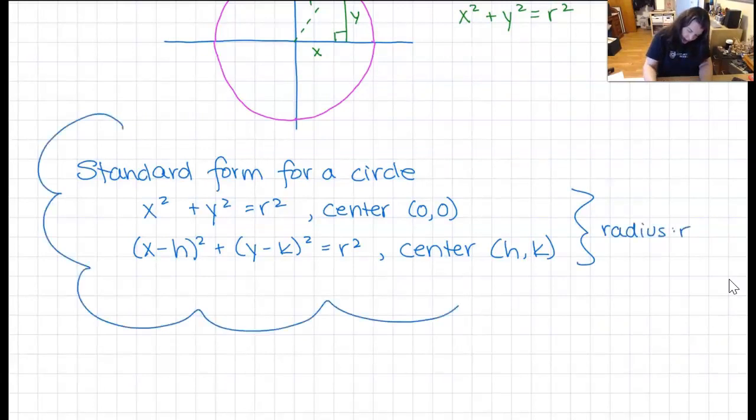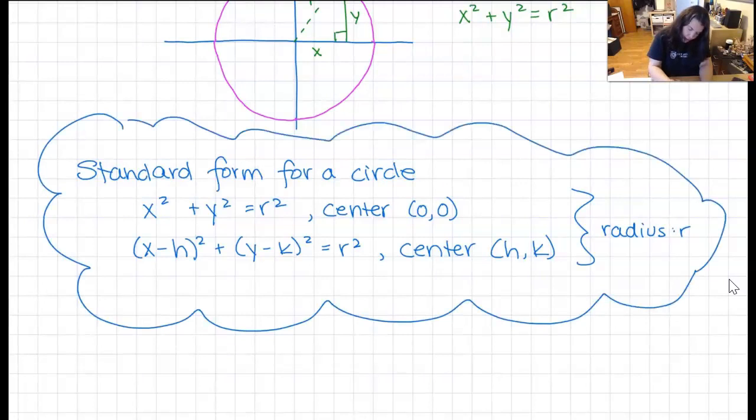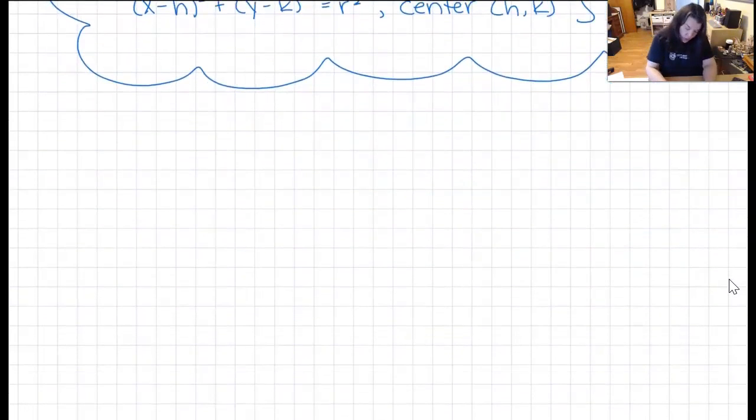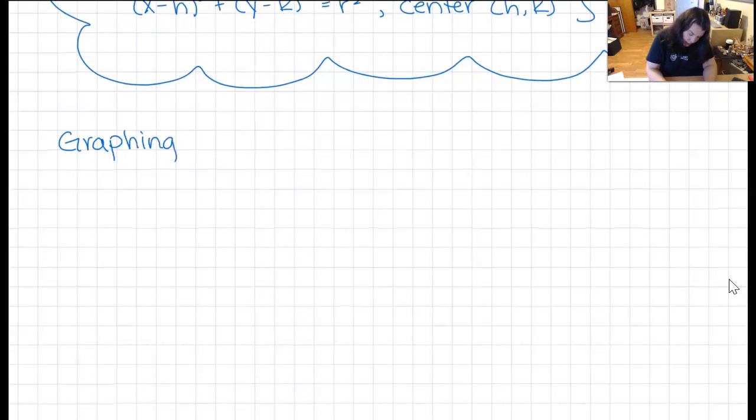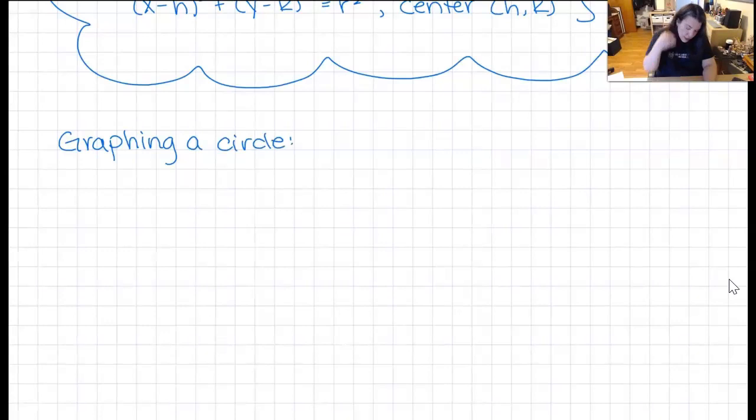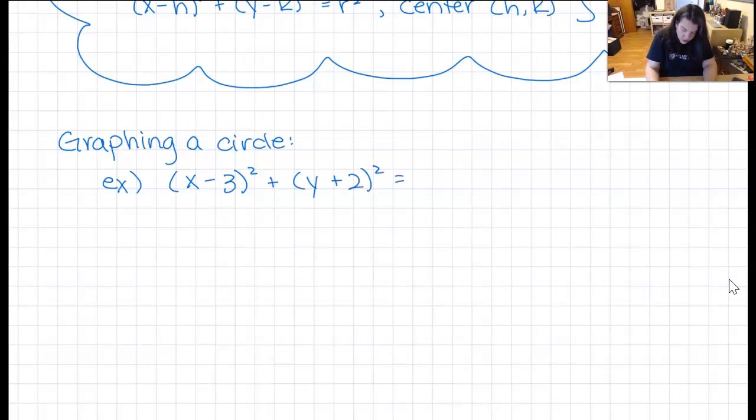All right, so let's just take a look at graphing really quickly. It's not going to be that hard, and then we'll move on to the more exciting stuff. So, graphing a circle. What if I had a circle that was, let's say, (x - 3)² + (y + 2)² = 9?